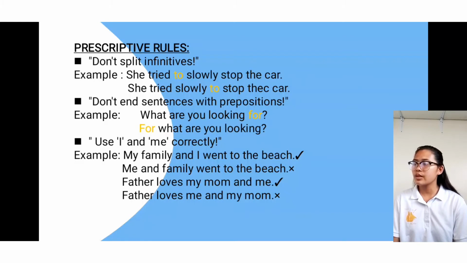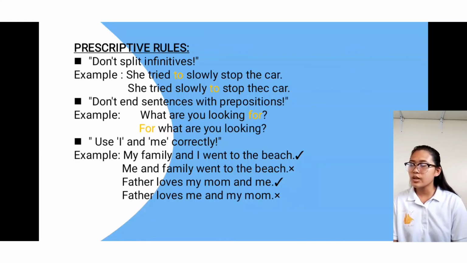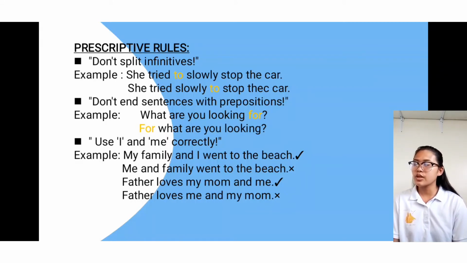Now let us move to the next, use I and me correctly. By reading some examples, I will read: my family and I went to the beach. Me and my family went to the beach. Father loves my mom and me. Father loves me and my mom. As you can see in the example, I put some checks and some wrongs, because the sentence with a check is the correct grammar that we should apply in using I and me correctly.